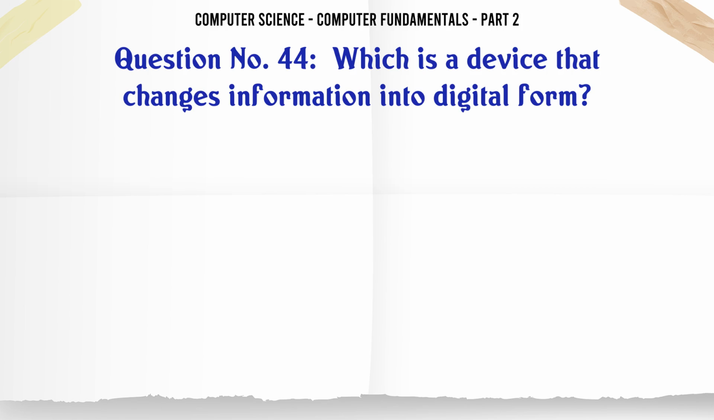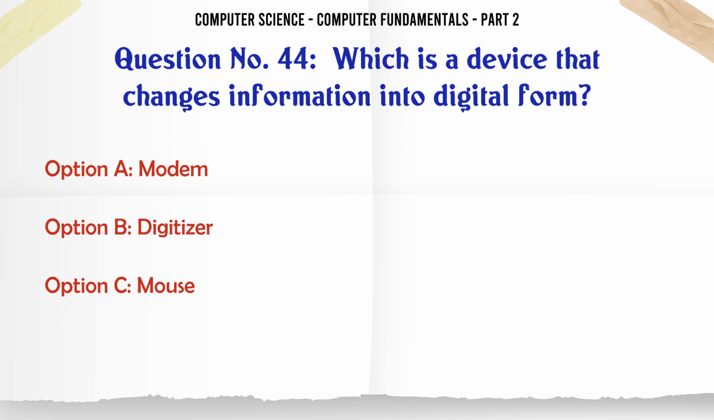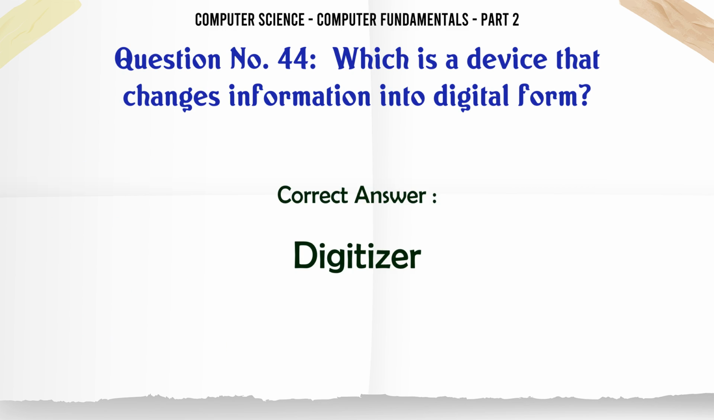Which is a device that changes information into digital form? A. Modem, B. Digitizer, C. Mouse, D. Light pen. The correct answer is digitizer.